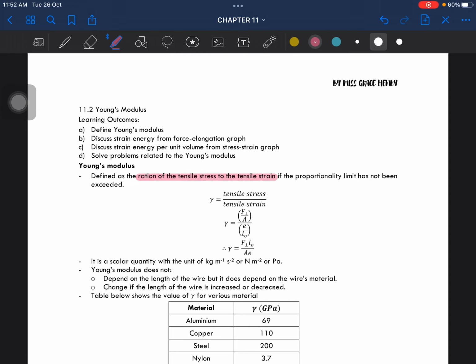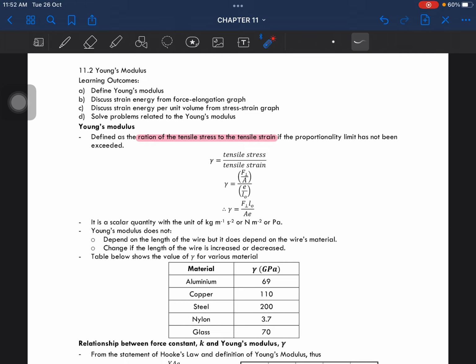Okay, so Young's modulus is actually defined as the ratio of the tensile stress to the tensile strain if the proportionality limit has not been exceeded. Okay, if it has not been exceeded, only then it is known as the ratio, only then it can be classified as Young's modulus lah.